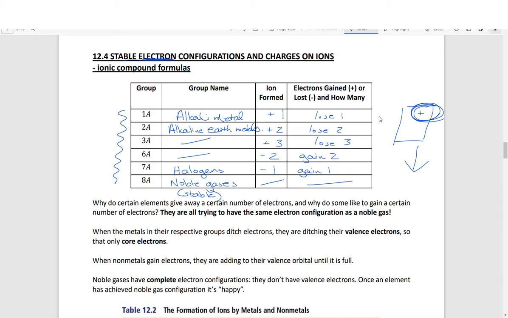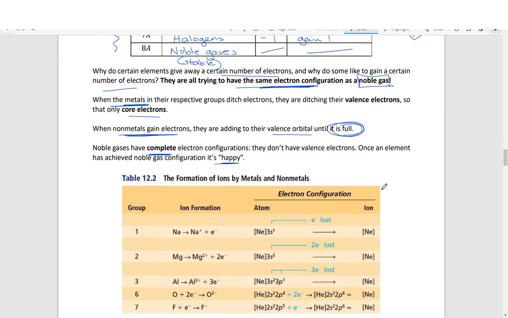So why do certain elements give away a certain number of electrons, and why do some like to gain electrons? They're all trying to have the same electron configuration as a noble gas. When we talk about metals and non-metals, the metals tend to ditch their valence electrons. They have a couple extra and are left with just those core electrons in the middle. The nonmetals gain electrons to build their valence shell up until it's full. Noble gases are already complete. They're already happy unto themselves, so they don't tend to bond with other things.